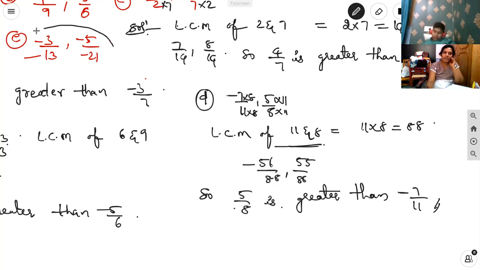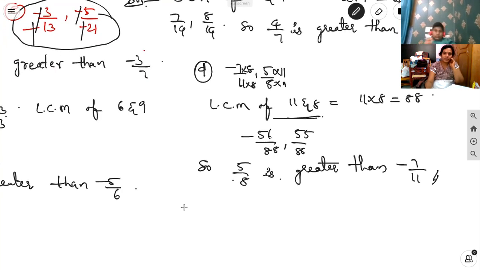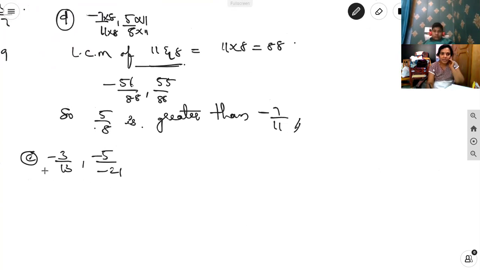If both are negative, the negatives get cancelled. 3 by 13, 5 by 21 equals minus 3 by 13, minus 5 by minus 21. See here, the minus gets cancelled, so 3 by 13 is a positive value, 5 by 21 is a positive value.